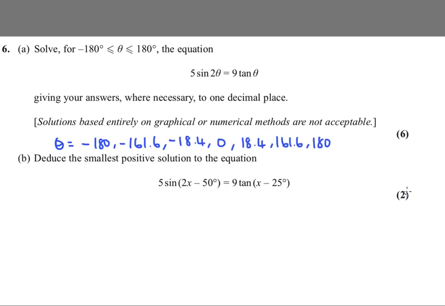B then, a little 2 marker, says deduce the smallest positive solution to this equation. So if you compare the 2 equations, this bit's going to be easier to work out the kind of transformation, but theta is now been replaced by x minus 25, which means the smallest solution for x is going to be the value of theta after we add on 25 that is positive.